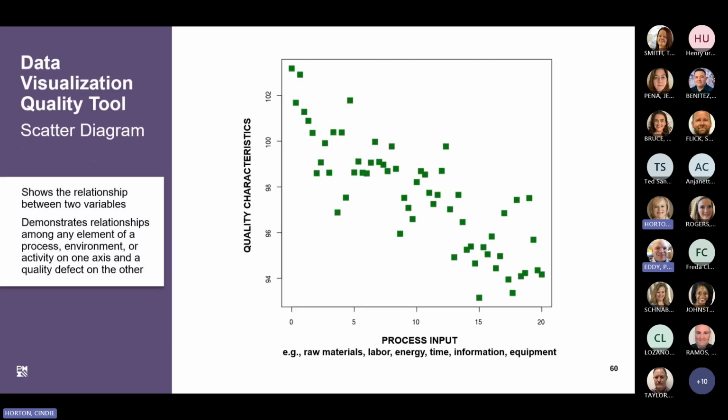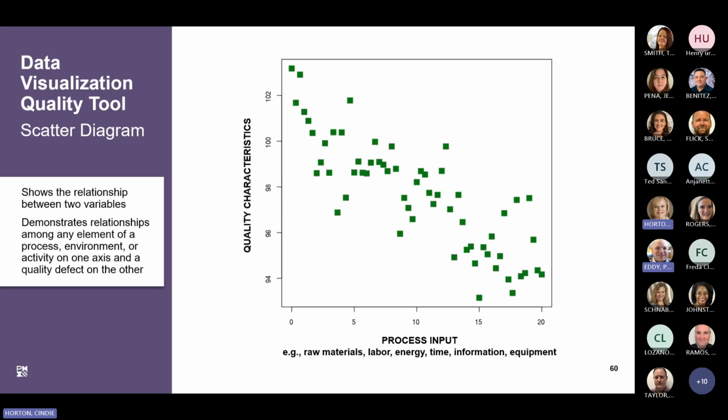Another data visualization tool is the scatter diagram or the scatter plot. Scatter diagrams use a traditional graph to represent the relationship between any element of a process, environment, or activity on one axis and the quality defect on the other axis. In the example here, we can see the relationship between our process inputs, such as raw materials, labor, energy, etc., and the impact on the quality characteristics of the deliverable.